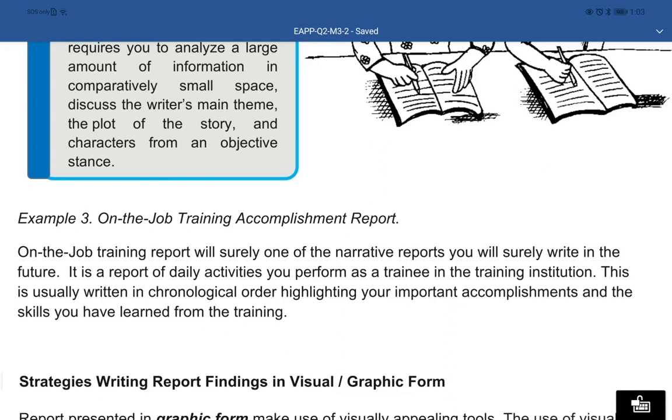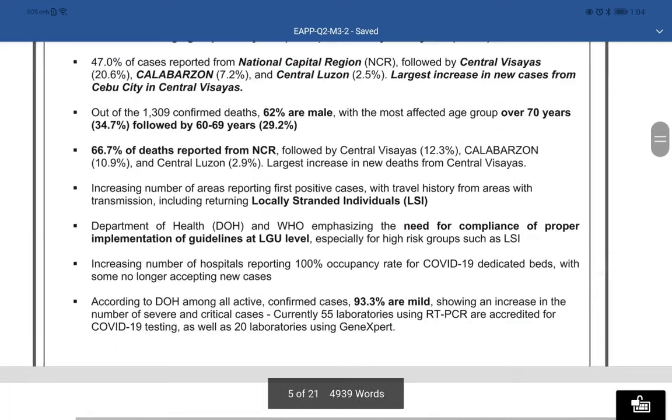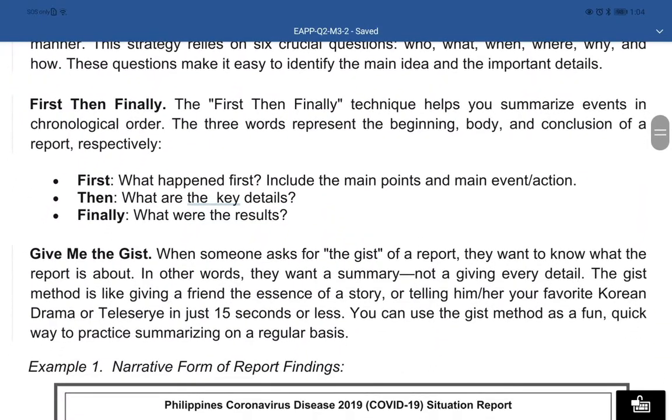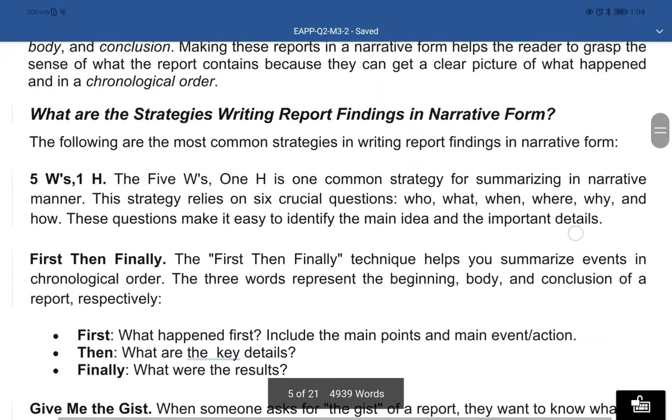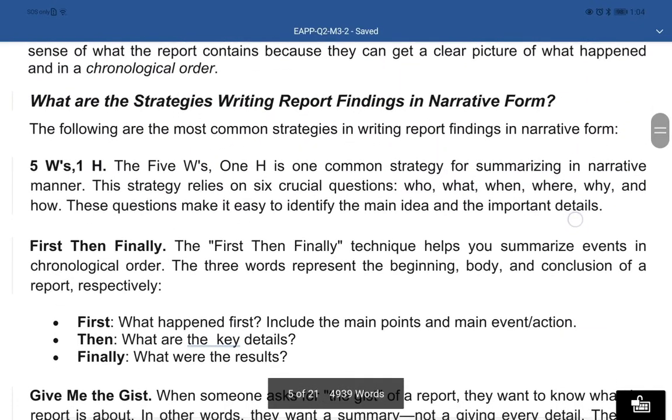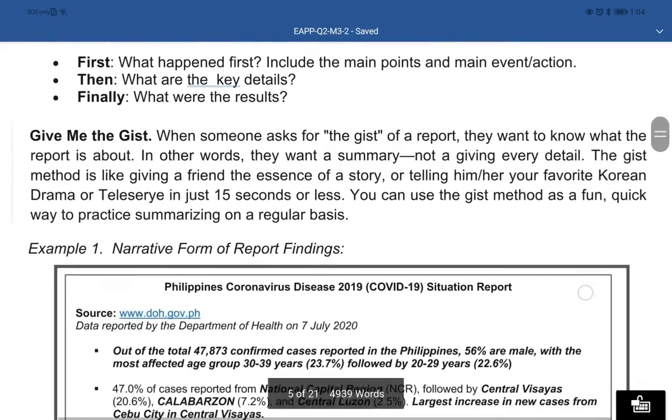And then finally, itong on-the-job training accomplishment report. Ito, example to ng first, then, and finally. Kasi, you narrate everything in chronological order. Okay, kailan ka nagsimulang mag-OJT, anong ginawa mo during your OJT, and then kailan ka natapos mag-OJT at anong na-realize mo after mo mag-OJT.